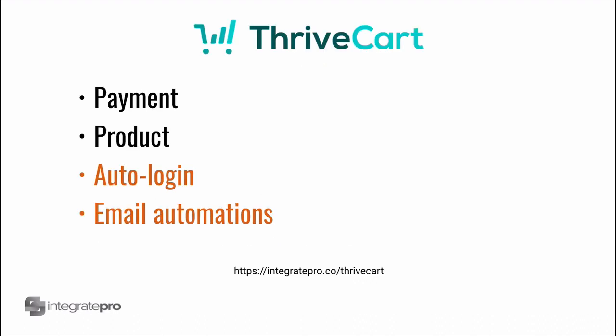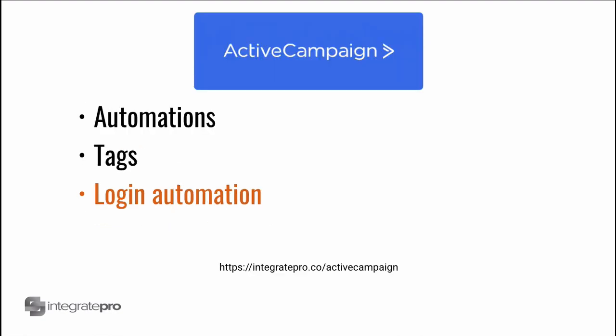ThriveCart's where the customer's going to go to make payment. This is where we set up the product. Now, ThriveCart is going to connect to our email system, and it's going to kick off some email automations based on what happens in ThriveCart. This is also where we allow auto-login capability, so that when somebody purchases, they're automatically logged into the membership without having to wait for an email that says, here's your login details. Nor do they have to create a password. It all happens automatically.